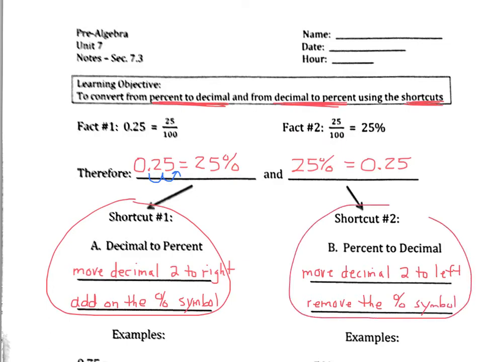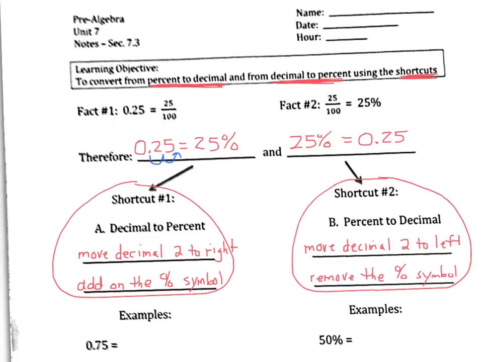In one, you move the decimal to the right. The other one, you move the decimal to the left. Both times you do it 2 places. That's easy to remember. Percents have to do with 100, and 100 has 2 zeros. So you're going to move it 2 places to the right or 2 places to the left, and you're either going to add on the percent symbol or remove the percent symbol. So your job is just to remember which way, to the right or to the left. Alright, so let's try some examples.